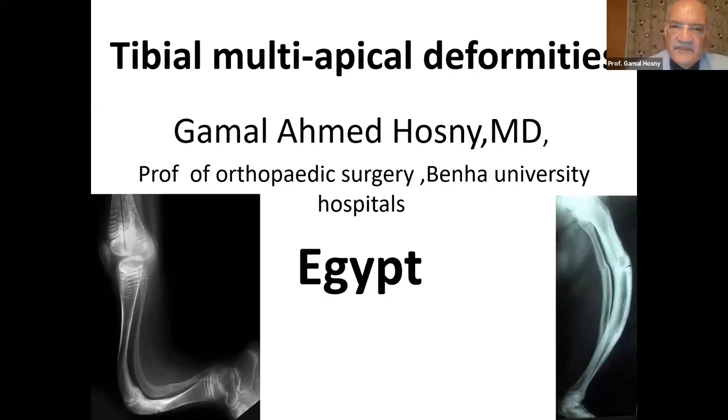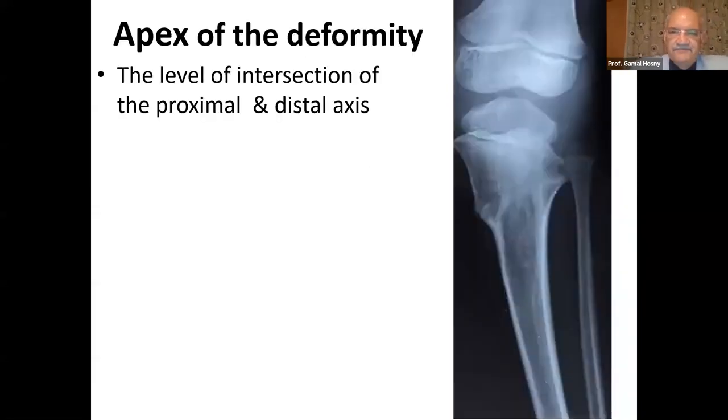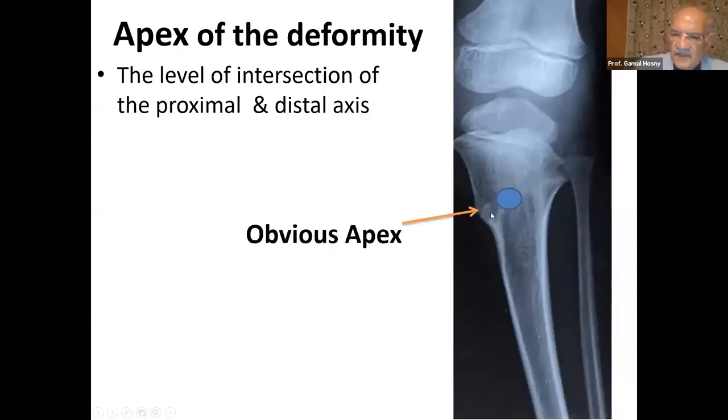I'm going to speak about the typical multi-apical deformities. We are going to revise again the apex of the deformity and the CORA and that sort of stuff. I want to remind you that the apex of the deformity, the CORA, is at the level of intersection of the proximal and distal axis. So apparently here, we have a CORA here. We have an apex of the deformity over there. It looks clear. It's called the obvious apex. And I think it's the real apex too.